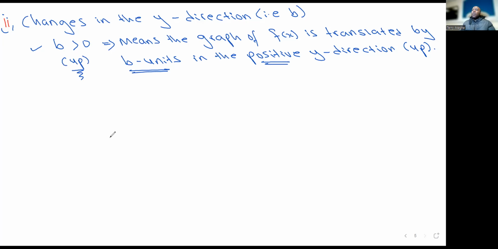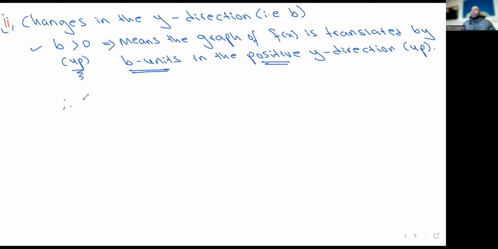All right? So when you solve it, B is greater than 0, that means the graph is going to move up. Now, because I've done A now, I'm going to be combining A and B. So that means I'm going to give you when A is positive and B is positive, and when A is negative and B is positive. Okay, so I'm going to be combining what we talked about in the changes in the X direction with this. Okay, so let's crack it up.